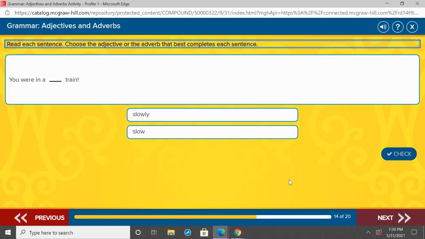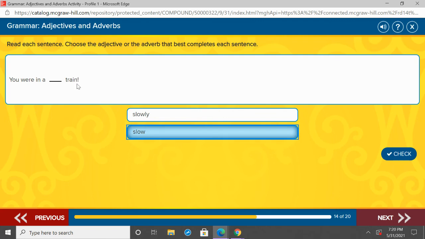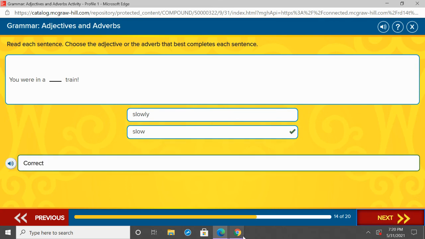We were in a blank train. We were in a slowly train. We were in a slow train. Point to your answer. All right, you should have picked slow because we're describing the train. That's a noun, so we need an adjective. You were in a slow train. The train was slow. Good job.